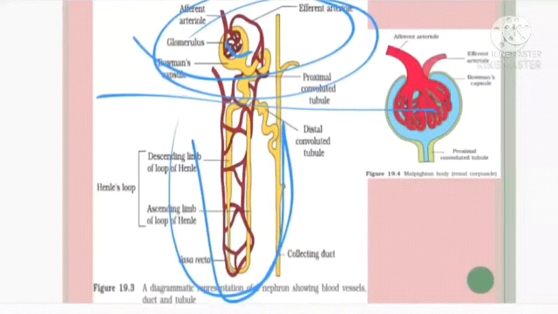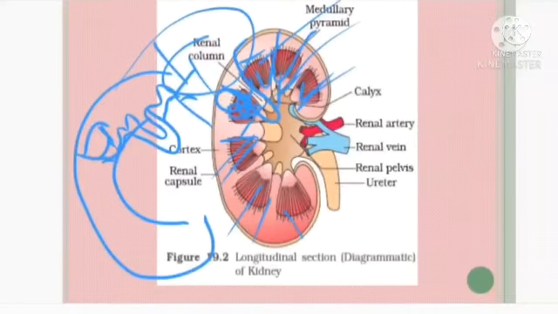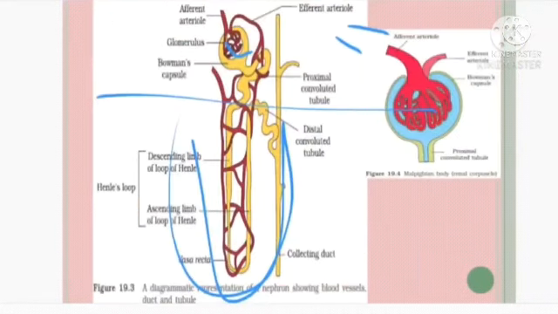So in the cortex, when you are seeing this glomerulus, how is it? It is a tuft of capillaries, I told you, isn't it? So you can find how this afferent arteriole is going. Actually, when the blood gets in, what is the structure? The renal artery takes the blood into the kidney. After entering the kidney, the renal artery divides into many minute capillaries. What do we call them? Afferent arteriole.